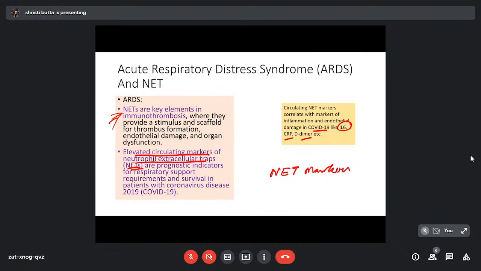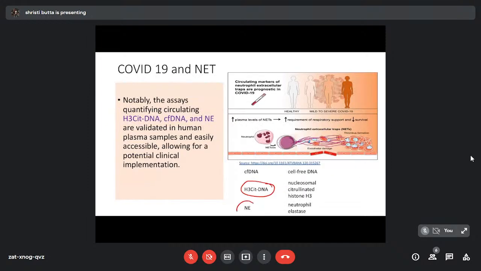Now, this is a gray area of interest for all young scientists. Notably, the assays quantifying the circulating H3 citDNA, that is the nucleosomal citrullinated histone H3, the neutrophil elastases and the cell-free DNA, are the markers which have been validated in human plasma and are easily accessible, allowing a potential clinical implication. Let's see how. Targeting NETosis is therefore very important, as it can open up newer avenues for promising therapeutic strategies in COVID-19.